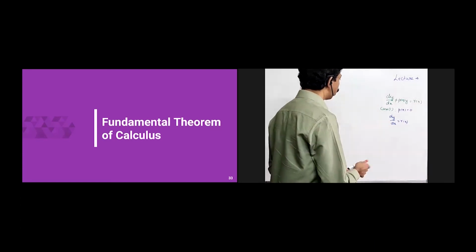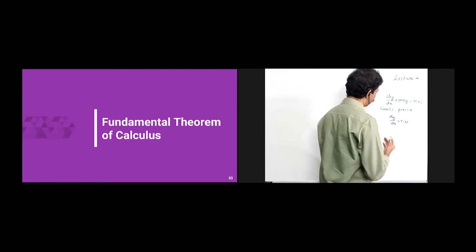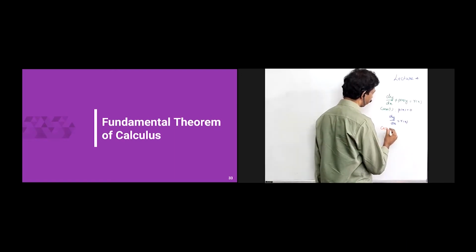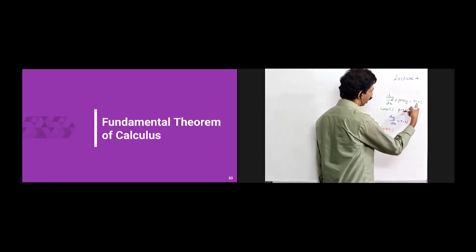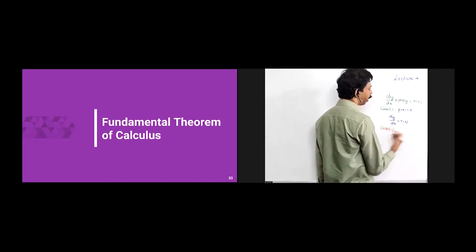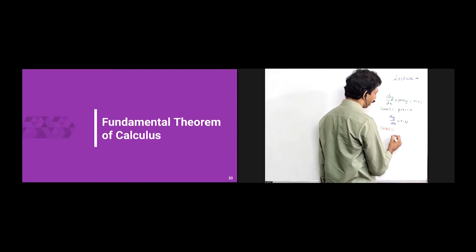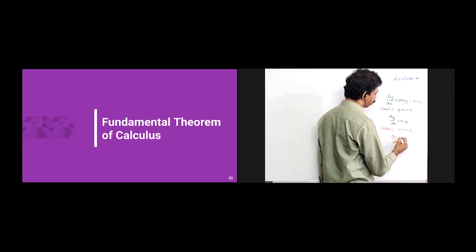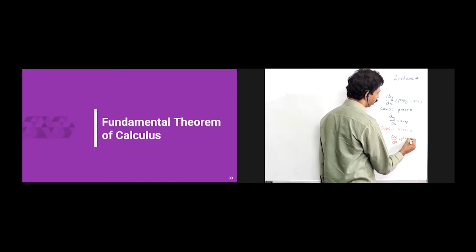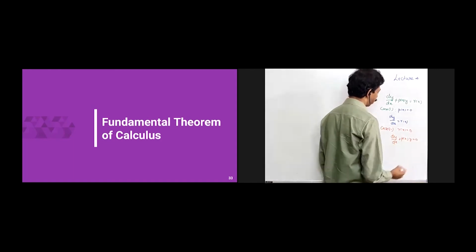Case number 2: I am going to take r of x equal to 0, meaning a homogeneous ODE. So in that case, I am going to take dy by dx plus p of x into y equal to 0. This is case number 2.